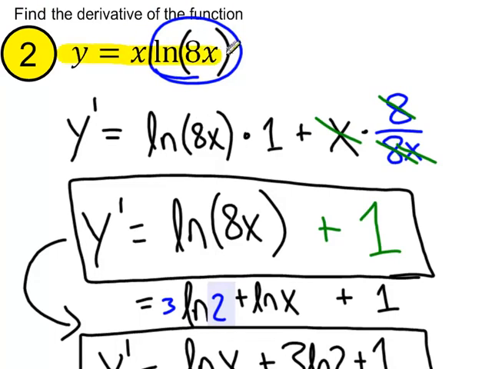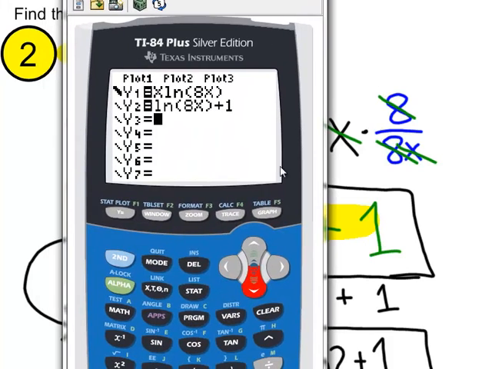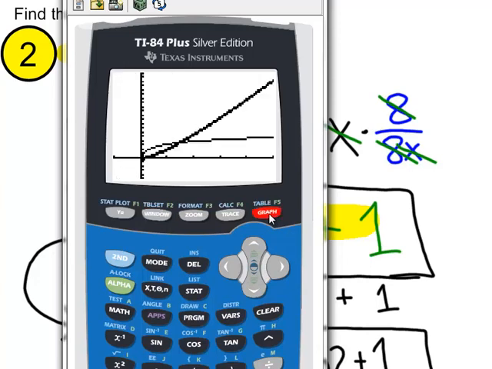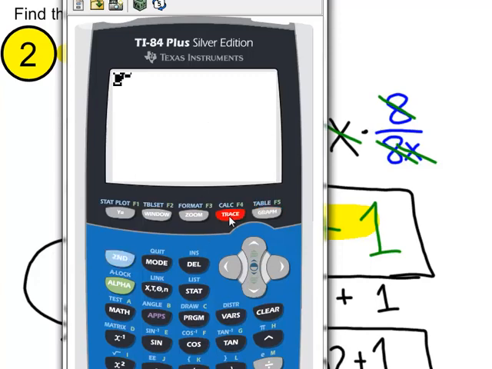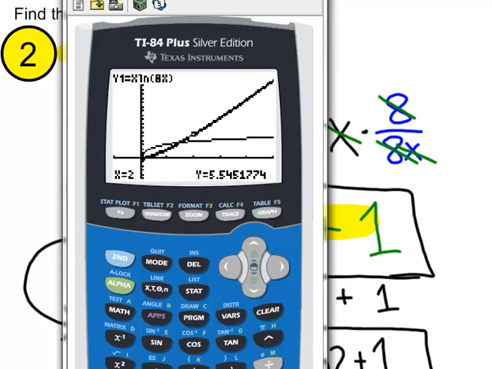I'm going to graph the original function as y1 and then the derivative as y2. So here they are, already pre-entered into the calculator. I'm using these window settings, which I've determined are pretty good for this exercise. I'll graph. And we see the original function is in the bold graph and the derivative is in the non-bold graph. And I'm going to go to second calc and I'm going to press 6 for dy over dx.